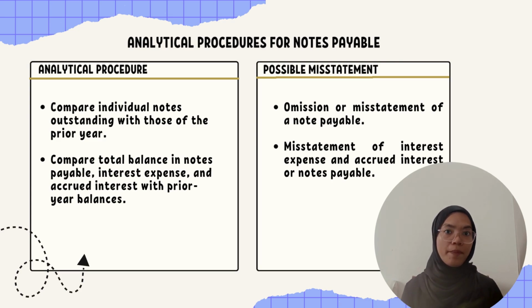Next, we will compare the total balance in notes payable, interest expense and accrued interest with the previous year balance. This involves looking at the total amount of money the company owes on its notes payable, as well as the amount of interest expense it has incurred and the amount of interest that has accrued but not yet been paid. By comparing these amounts to the previous year, we can identify any significant change that may warrant further investigation.